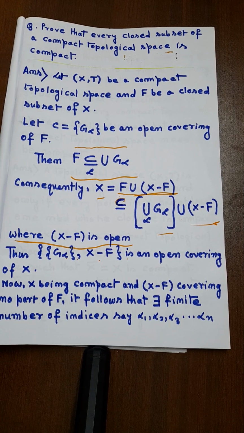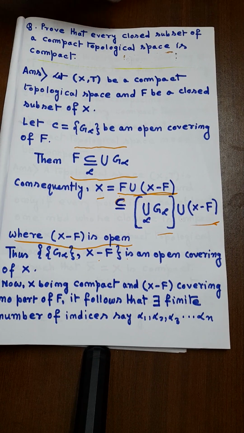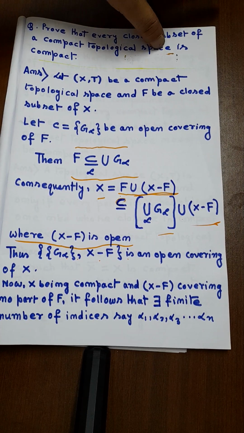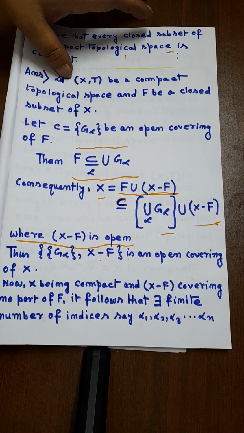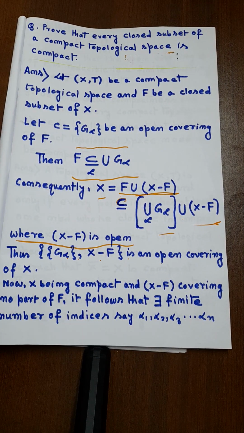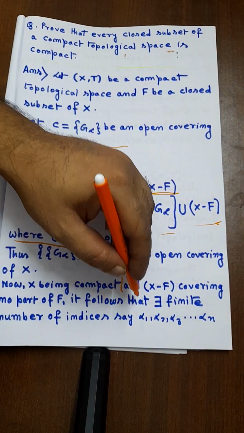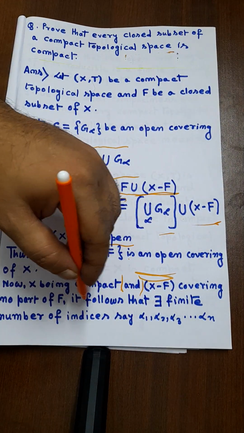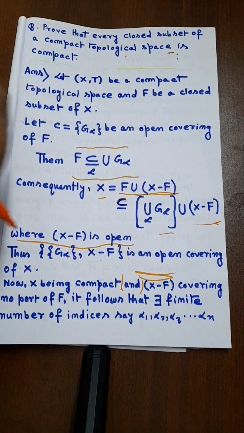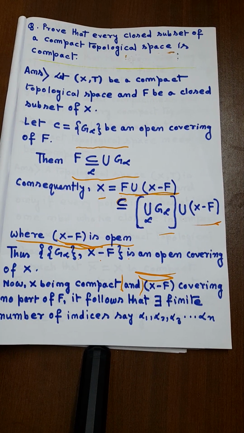Now, as X is compact, we have to prove that every closed subset of a compact topological space is compact, and we have considered that (X, t) is a compact topological space. So X being compact, and X minus F covering no part of F, we have seen that.